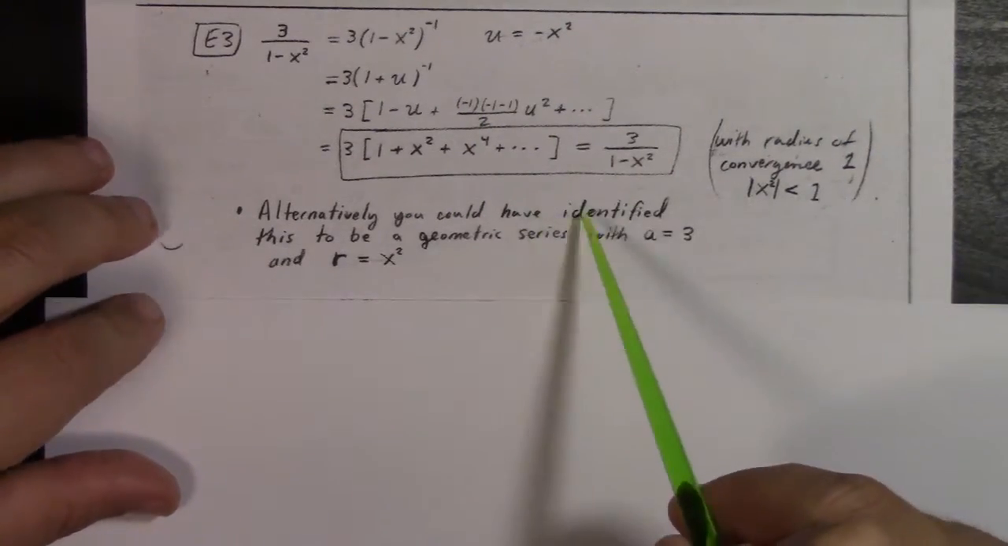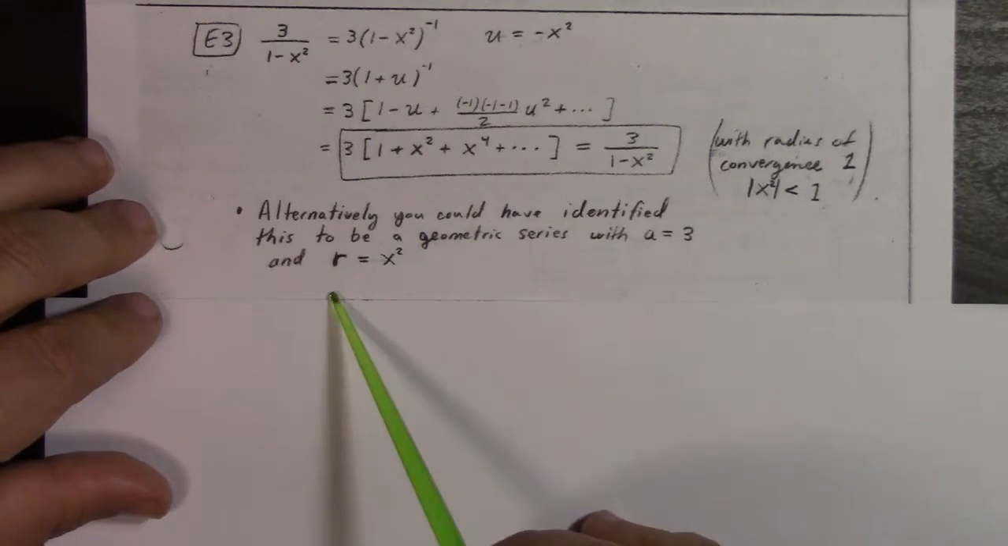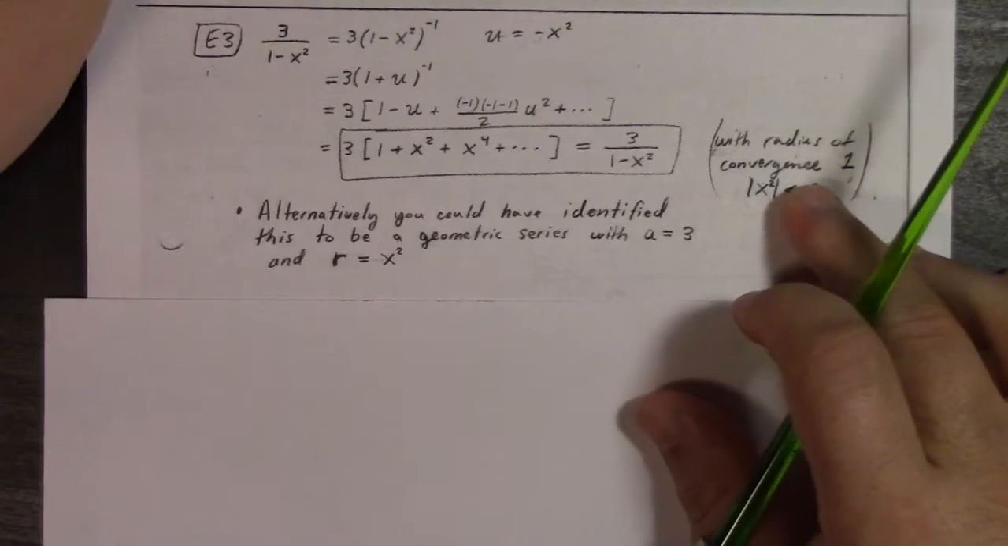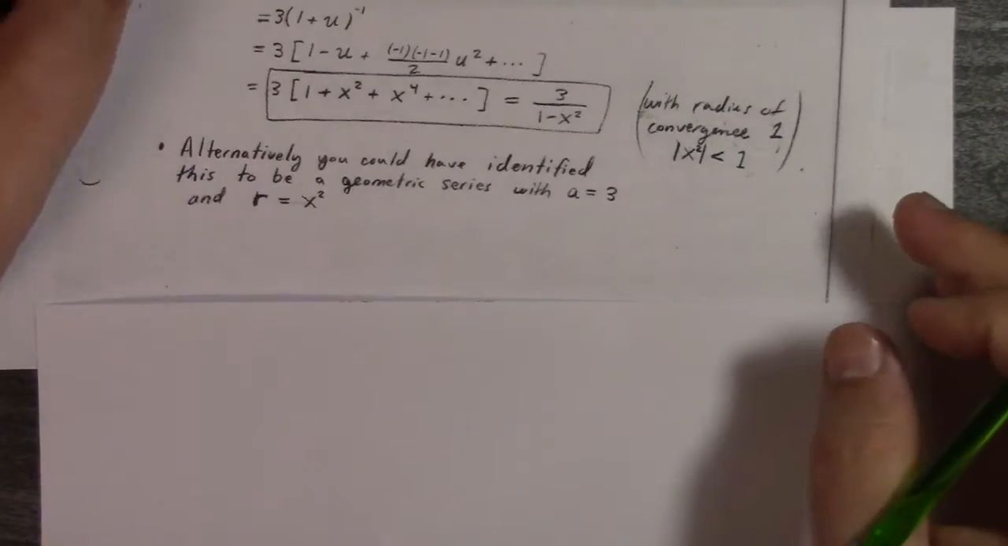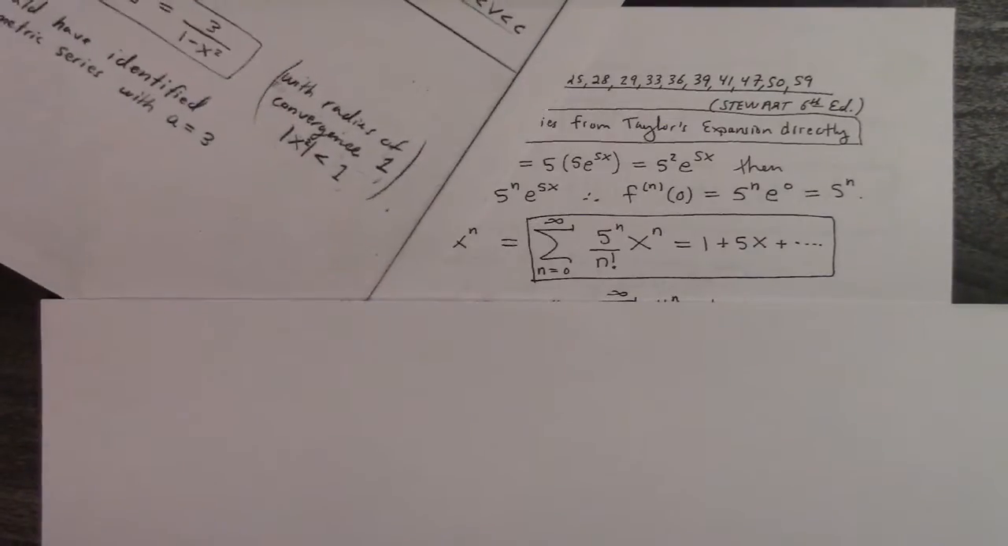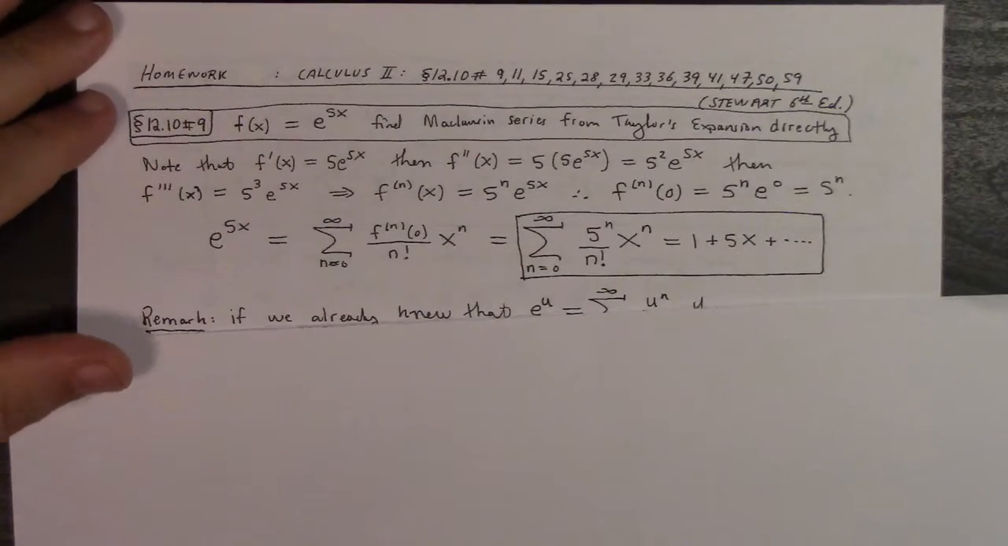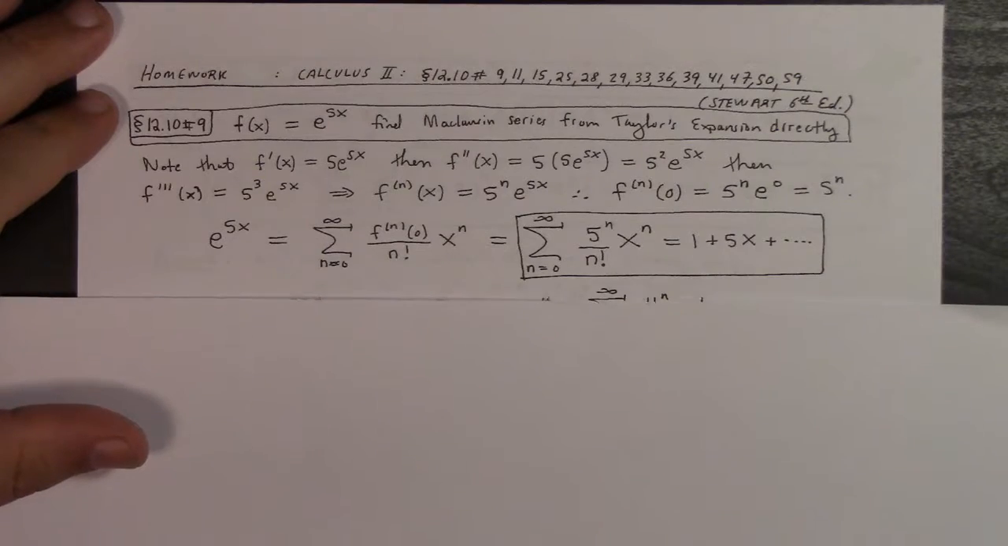Like I said, alternatively, you could have identified this to be a geometric series with a equals 3 and r equals x squared. In fact, I would encourage you to do it that way. But the binomial series is nice to know about in case we have fractional powers, all right? And the binomial series has been known to people for a while. This is known to Newton, and it's one of the things he used a lot.